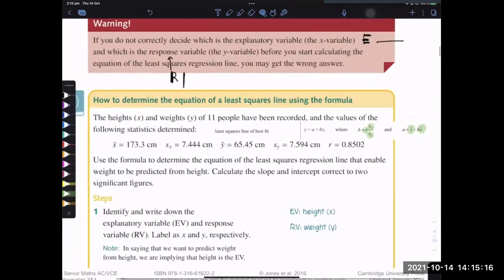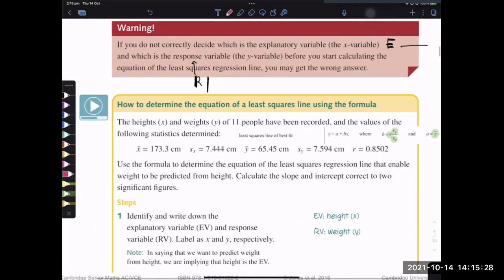So let's say they give us all that information. Now it says use the formula to determine the equation of the least squares regression line. Remember, the least squares regression line is in the form of y equals a plus bx.